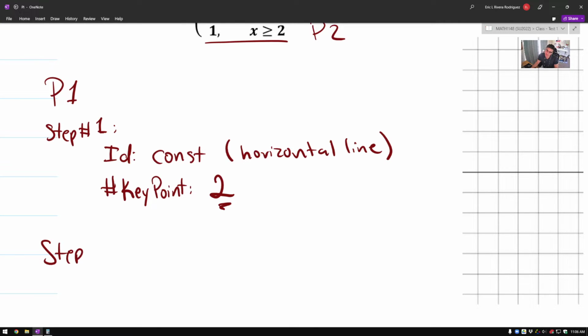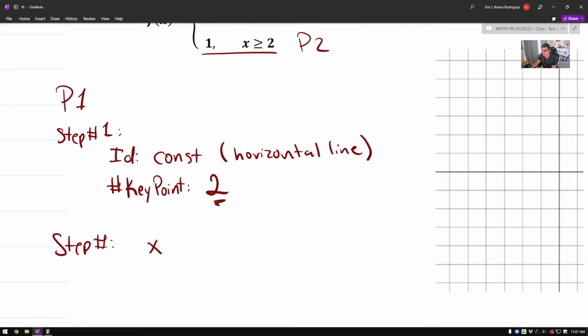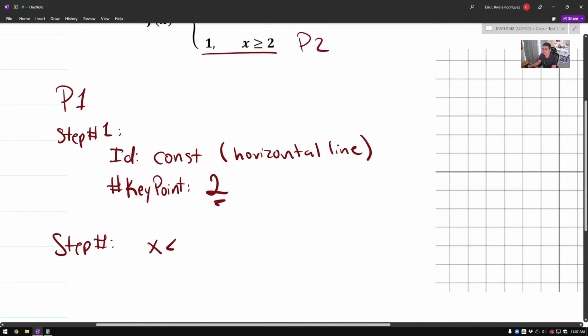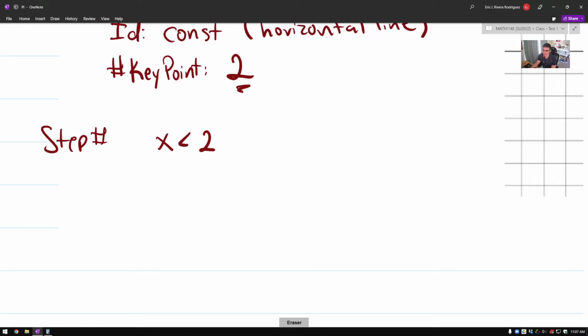Step number 2 then is going to be to know the boundaries. So we have that x is going to be less than 2. So we need to transform this inequality notation into an interval notation. And the interval notation here says x goes to the left, or x is always less than 2. So that gives me that the left boundary is negative infinity.